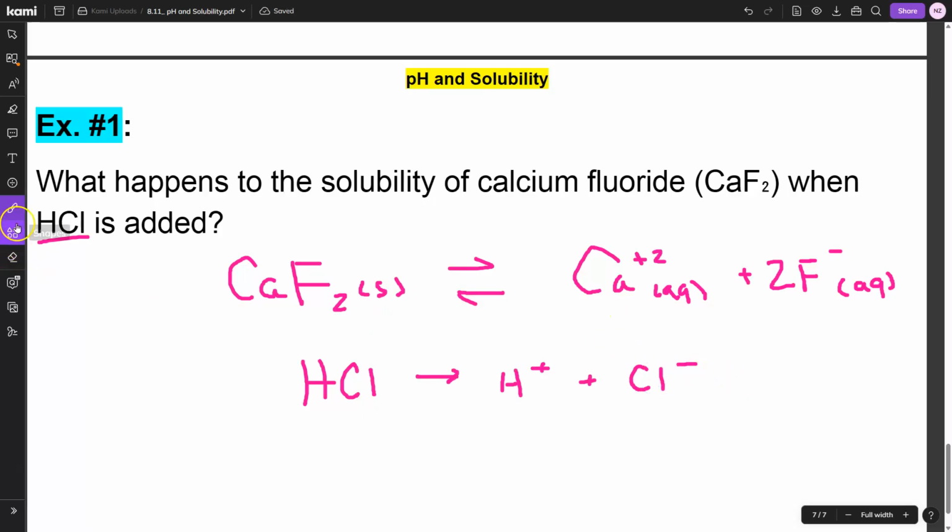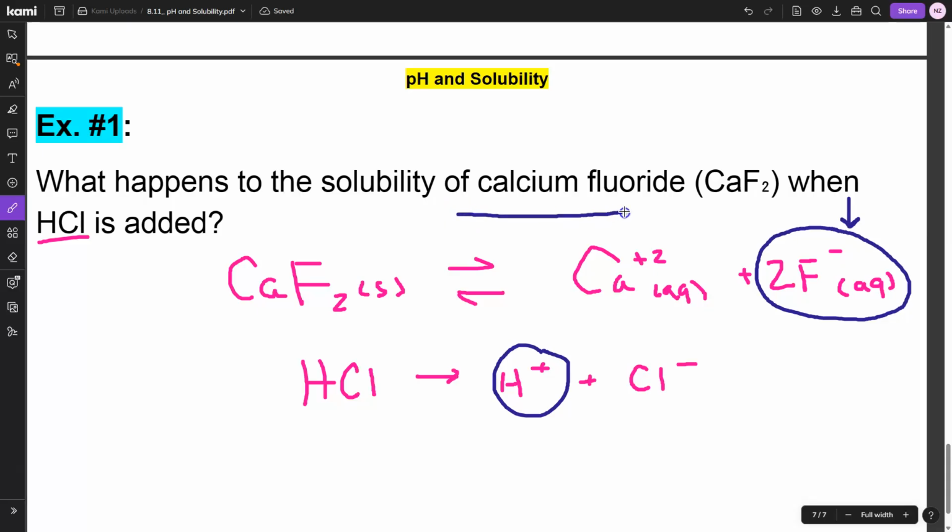So hydrogen is going to react with our fluoride here. Hydrogen's positive, fluoride is negative, so the concentration of our fluoride is going to go down because it is being sucked up by our hydrogen. In order to replace that fluoride that's being taken out, equilibrium is going to shift to the right, and in doing so, this is going to increase solubility.